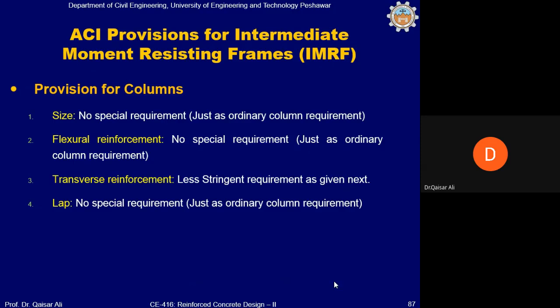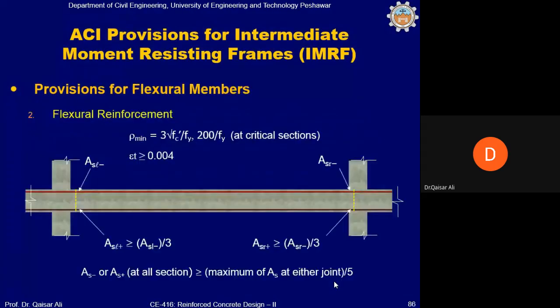Provisions for columns. There are again no provisions for columns with respect to size. Flexure reinforcement has no special requirement, just the ordinary column requirement, 1% to 8%. Transverse reinforcement requirements are less stringent; the requirement is given next. And for lap, no special requirement, just the ordinary column requirement.